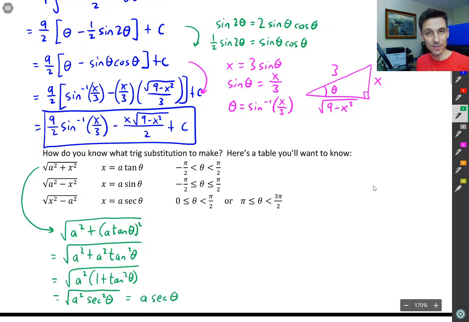And we can drop those absolute value bars if we have the restriction of theta going from negative pi over 2 to pi over 2. Remember that on the first and the fourth quadrants, which is where that interval is, cosine is positive, and therefore secant is positive, because secant is just the reciprocal of cosine. Okay, so there's an example of why the substitution a tangent theta works for the square root of a squared plus x squared. So it works similarly, like we saw example 1 for the sine theta, and it works similarly for the secant theta as well.